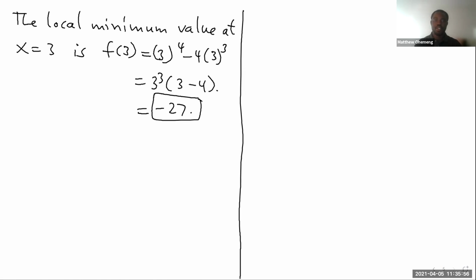So you plug that in and see whether there's a local maximum or a local minimum occurring. So that's the second derivative test.